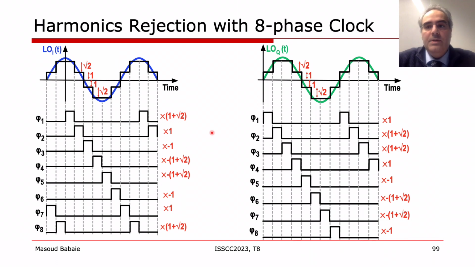On the other hand, for 0 IF receivers, we need to have a high IIP2, so differential LO clocks are also desired. Consequently, to simultaneously achieve higher harmonic rejection, high IIP2, and baseband to RF impedance transformation, we need to use at least 8 non-overlapping clock phases. To reconstruct the staircase approximation of the in-phase and quadrature LO signals, the outputs of the mixers must be added with amplitude weighting factors as shown in red terms in this slide.